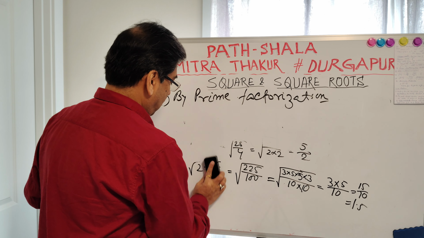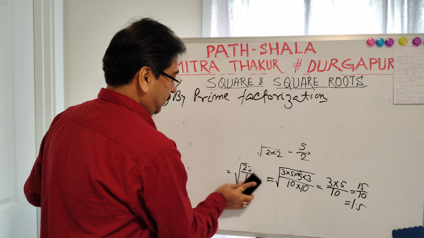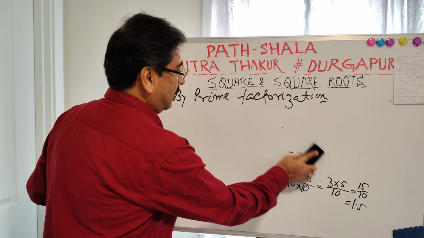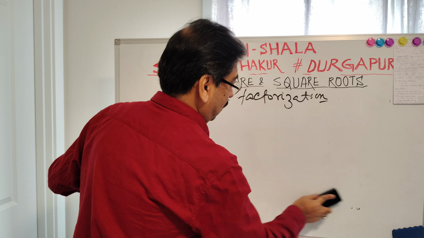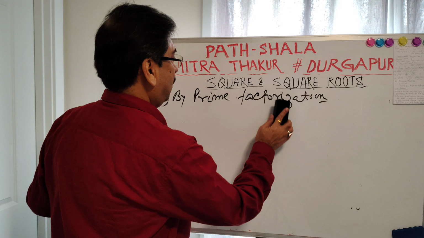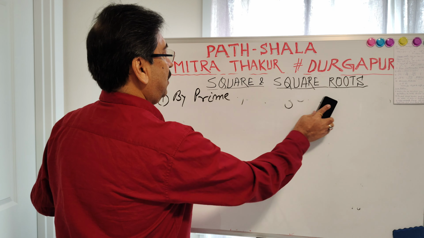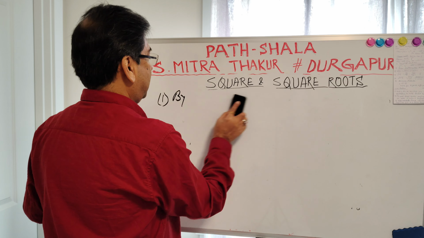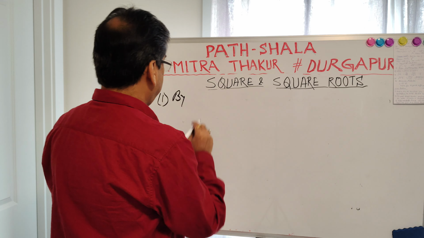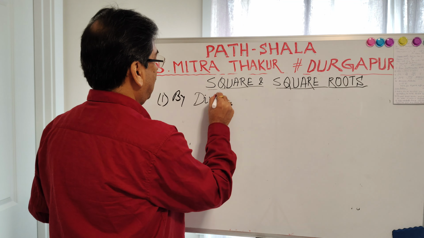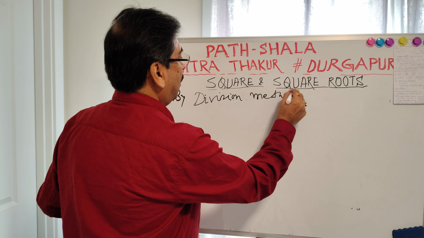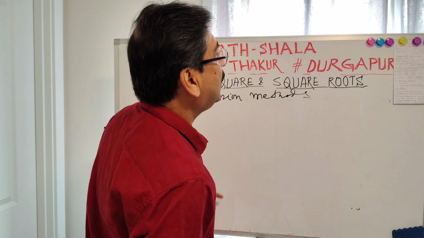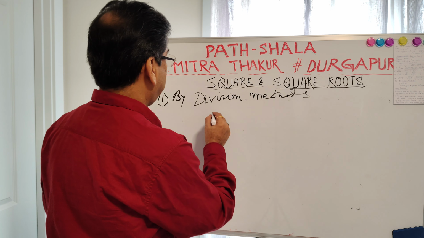And the second method is the division method. This is a very classical method. The first is the prime factorization method, and the second is the division method. How will we do the division method?